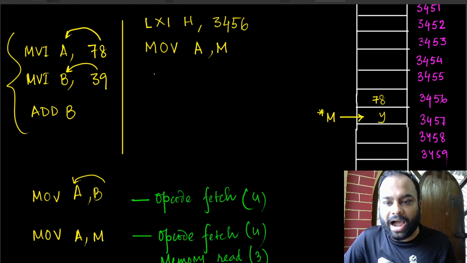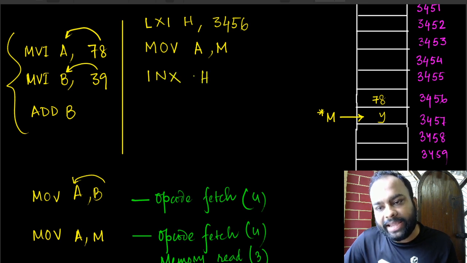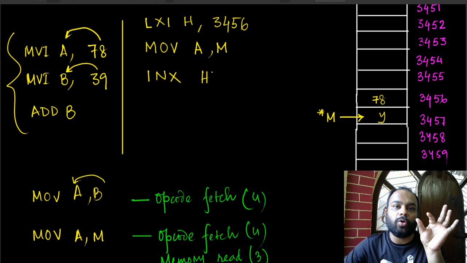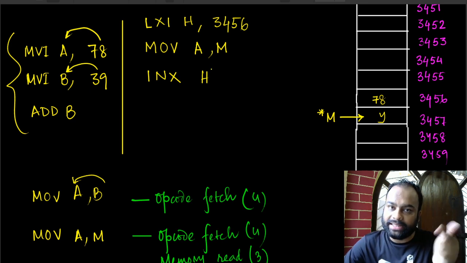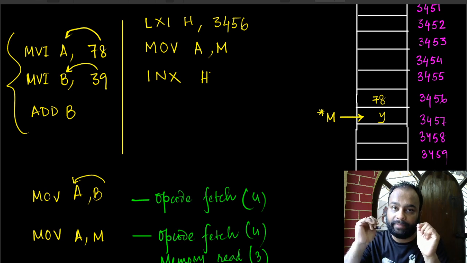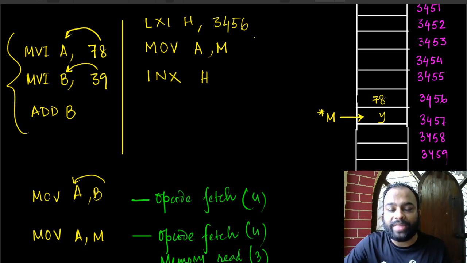Just like INR, I have an instruction called INX. If I write INX H, it increments the register pair. So if I say INX H, the value contained in the HL register pair as a whole is incremented. So what was the value of the HL register pair?